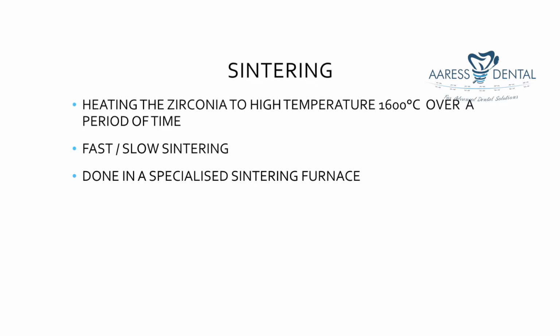Once the zirconia is milled, it will go through another process called sintering. It is heating the zirconia to a very high temperature of around 1600 degrees over a period of time. We can either do a fast sintering or a slow sintering. It is done in a specialized furnace called a sintering furnace or a sintering oven.